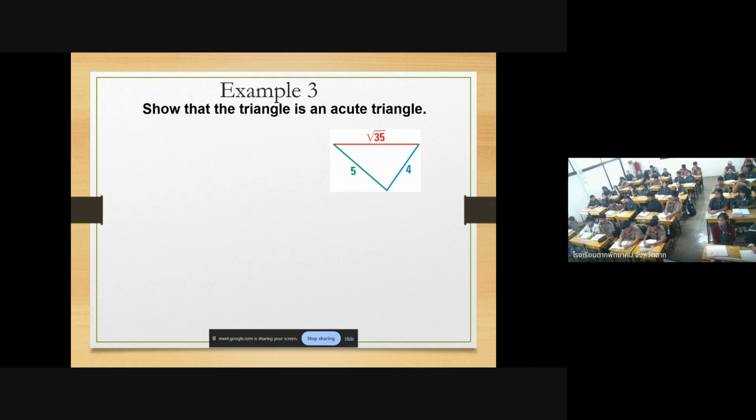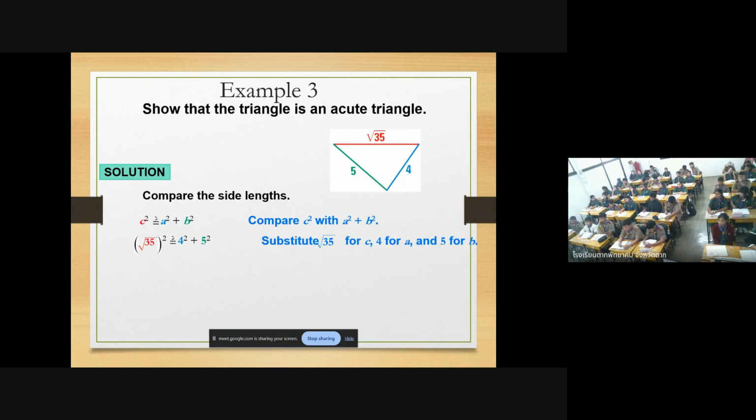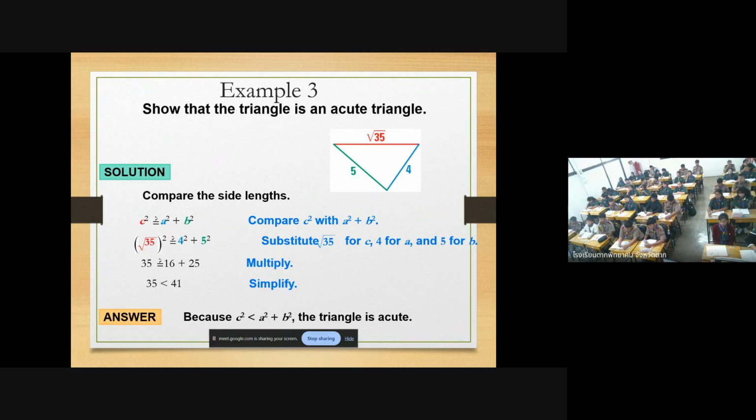Easy, right? So therefore, we have 35 and 25 plus 16. So therefore, what is the answer? We cancel out the square root and square. So we have 35 and 16 plus 25. What is the answer? 41. So what type of triangle is that? Acute. Okay, so therefore the triangle is acute.